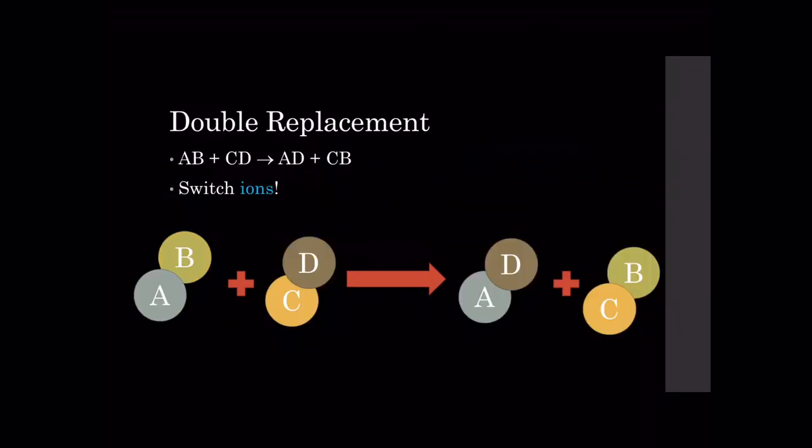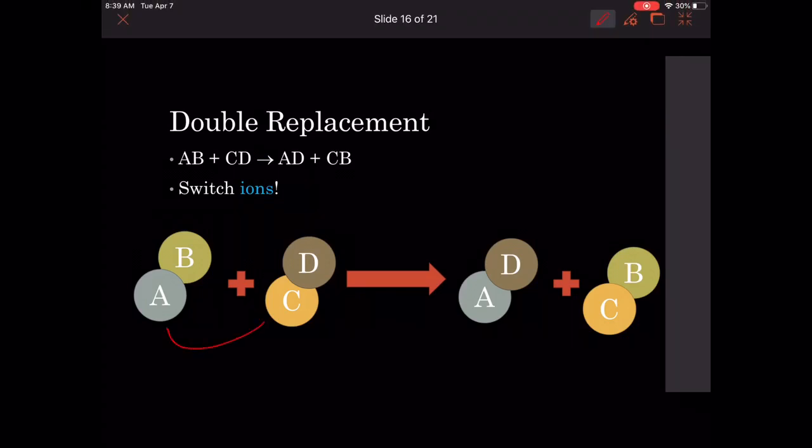Double replacement, probably the last one. It might look the most confusing, but really all that's happening, if I can show you with my pen here again, is that those two are switching. So C is now going to pair with B, and A is pairing with D.